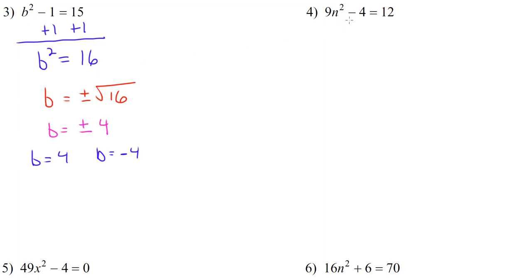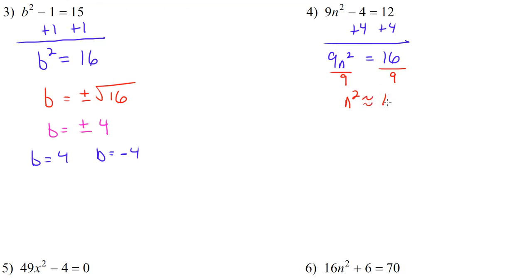All right, for our next example, we have 9n squared minus 4 equals 12. So first we need to add 4 to both sides. This gives us 9n squared equals 16. And then we need to divide both sides by 9. And this gives us n squared equals 16 divided by 9, which is 1.7 repeating, so let's round it to the nearest hundredth, which is going to be 1.78.